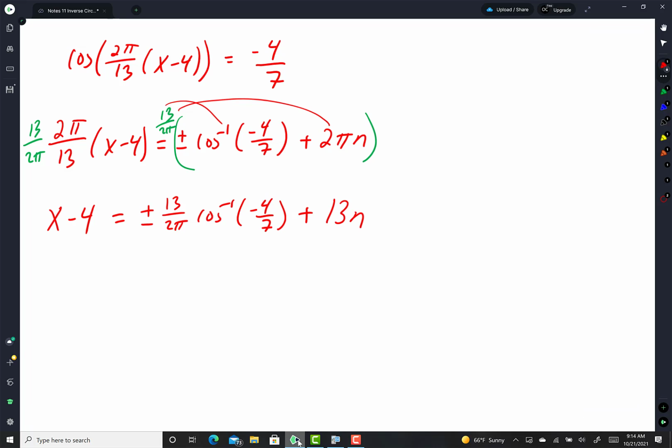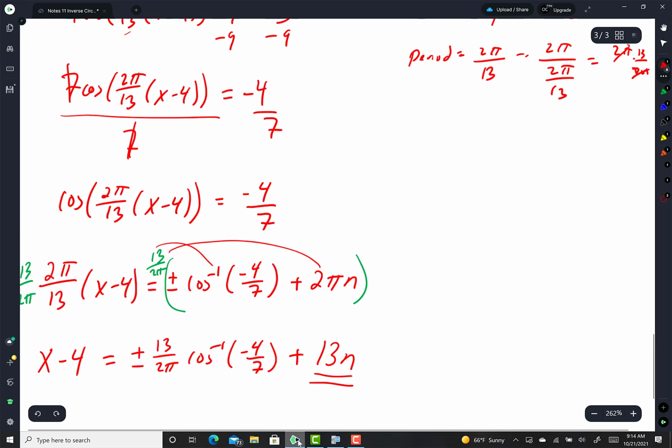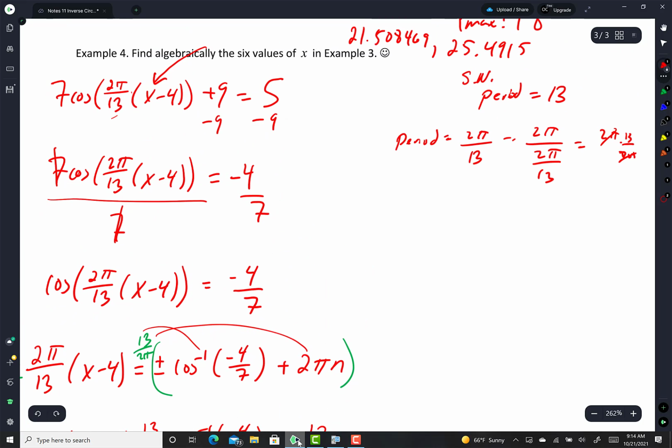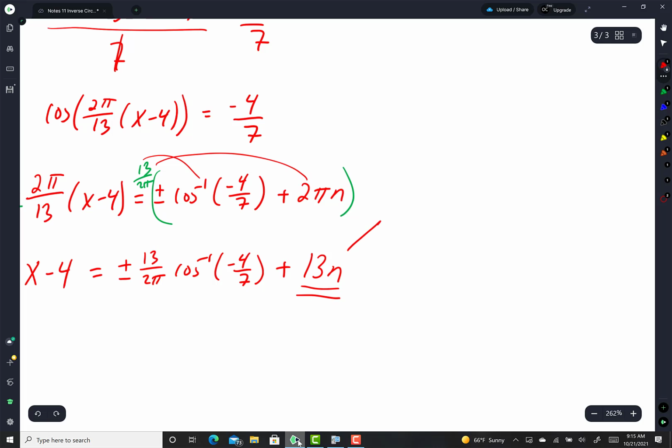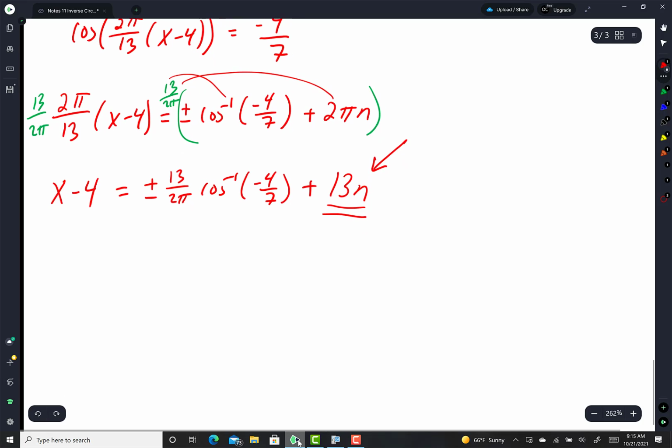Now, as soon as you see this 13n, are you shocked that this is repeating every 13? Not really. What's the period? I am not shocked that this is repeating every 13 because the period is 13. Do you see how it's all connected? Are we good? Okay. We're almost done.